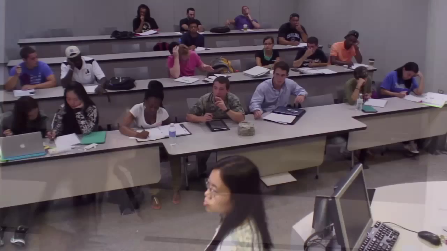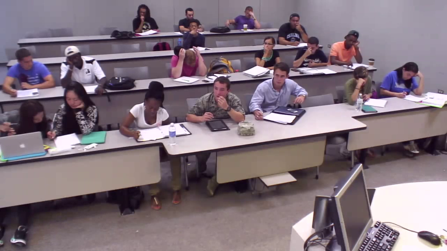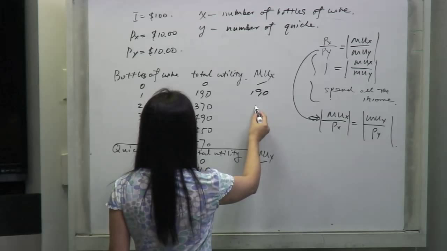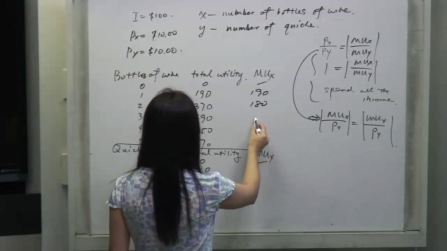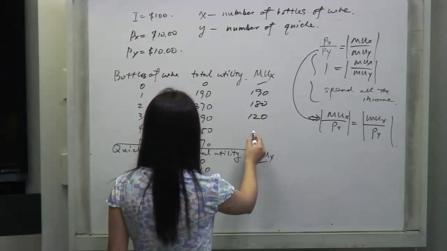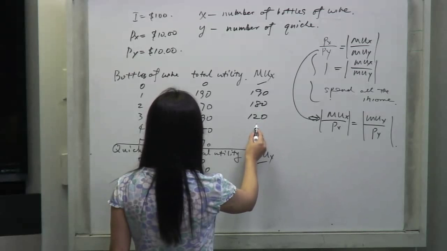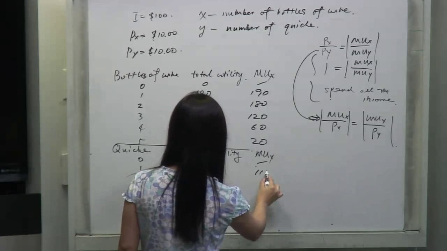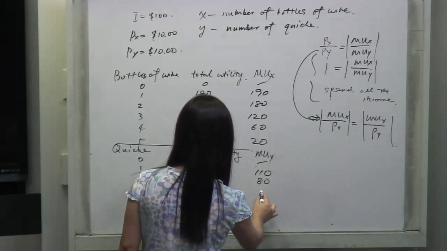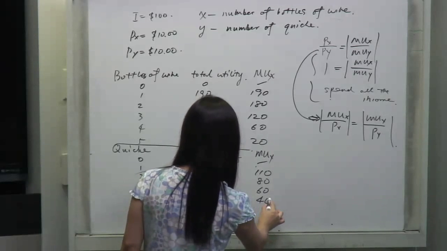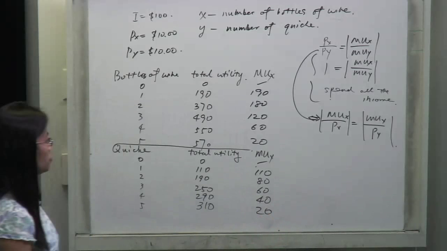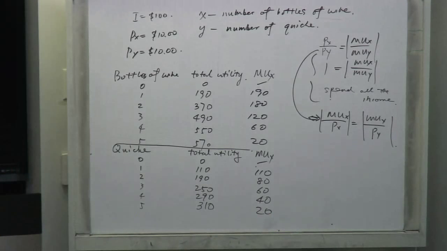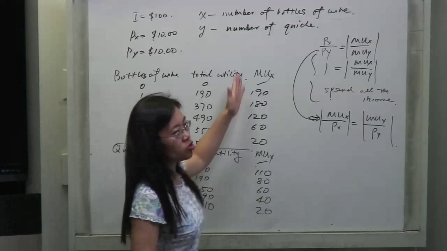Yeah, that's fine. Oh, yeah, I know what to do. It's just like here. What's this one here? It's 190. What's the next one? 180. Next one? 180. 60. 60. 40. How are here? 110, 80, 60, 40, 20.